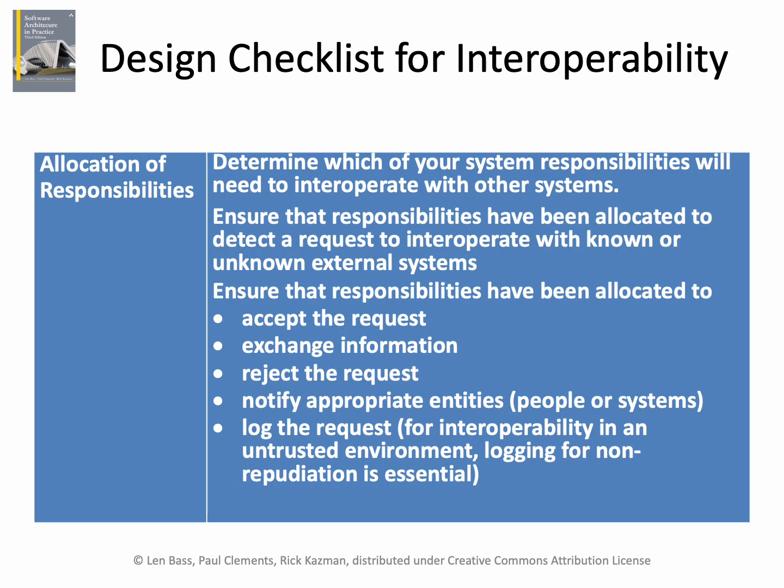So, the design checklist for interoperability starts with allocation of responsibilities. Determine which of your system responsibilities will need to interoperate with other systems. Ensure that responsibilities have been allocated to detect a request to interoperate with known or unknown external systems. Ensure that responsibilities have been allocated to accept a request, exchange information, reject a request, notify appropriate entities, people or systems, and log the request for interoperability in an untrusted environment. Logging for non-repudiation is essential.